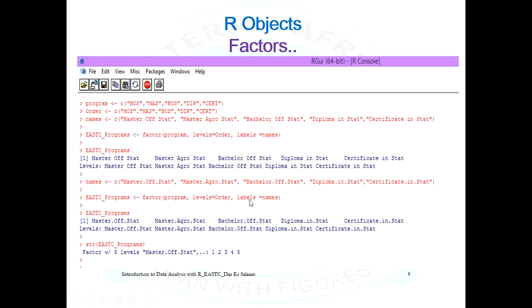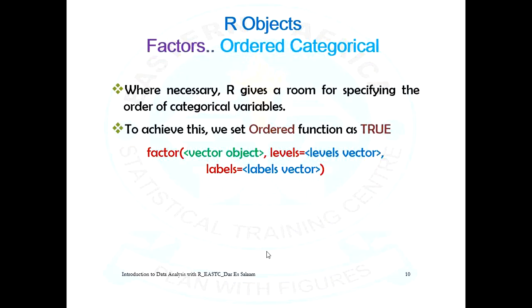Now when you execute these commands and you print ISTEC programs, you have Master of Official Stat. You can see they are now spelled with dots instead of space: Master in Agricultural Stat, Bachelor of Official Stat, Diploma in Statistics and Certificate in Statistics. And you can use the structure command to see all these: the data type, the levels, the objects, and the ordering pattern. So these are factors in R and how to make them in different formats.